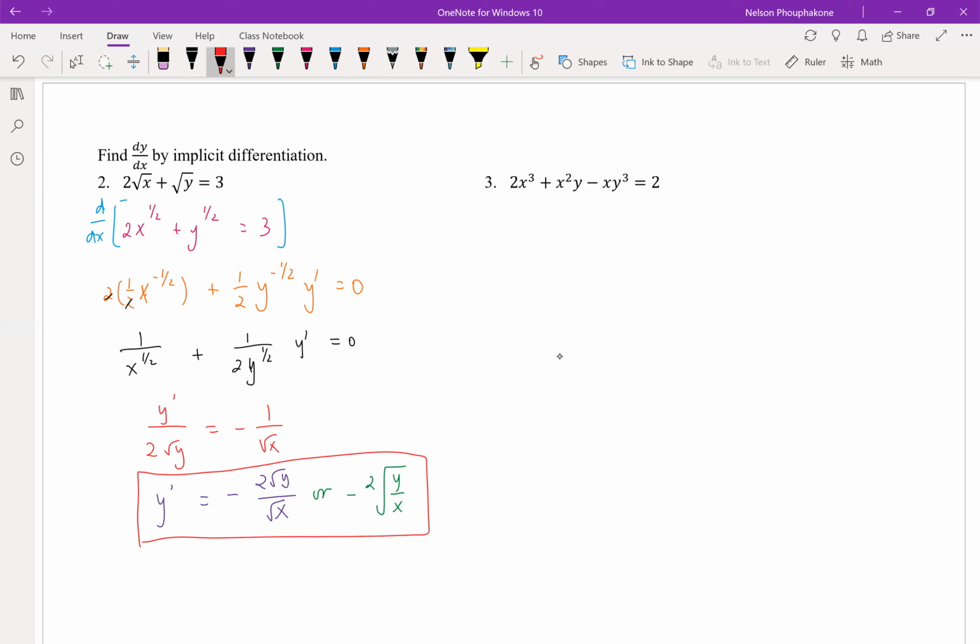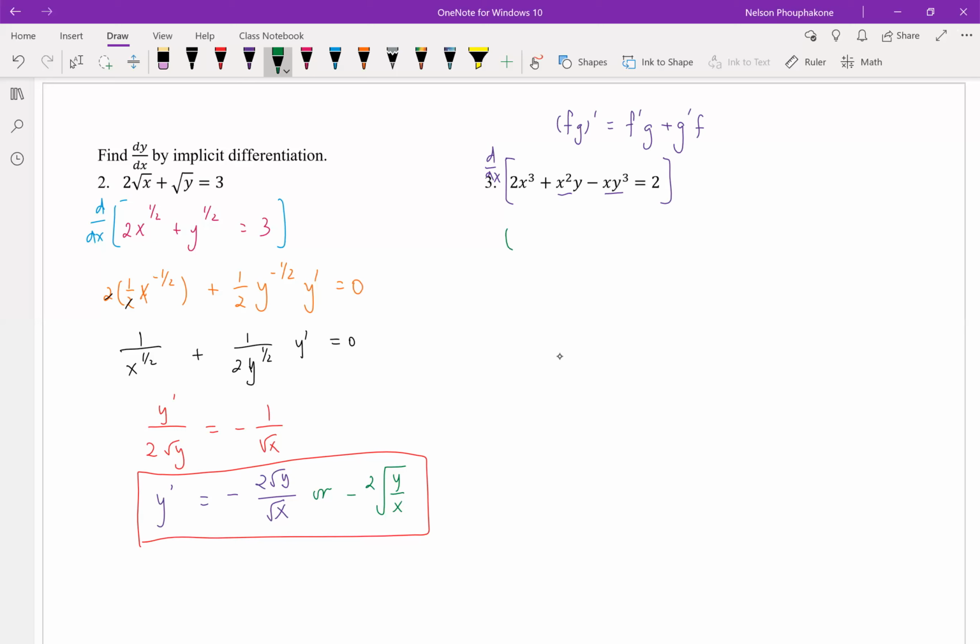Then let us work on number 3. In this one, again, remember we would like to take the derivative with respect to x of both sides of the equation. But now you have to be careful about this term and this term because this is a product. I know that the derivative of f times g is f prime g plus g prime f. Now let's try this.